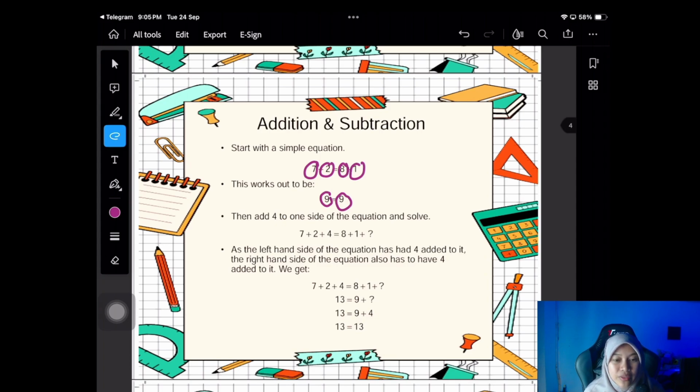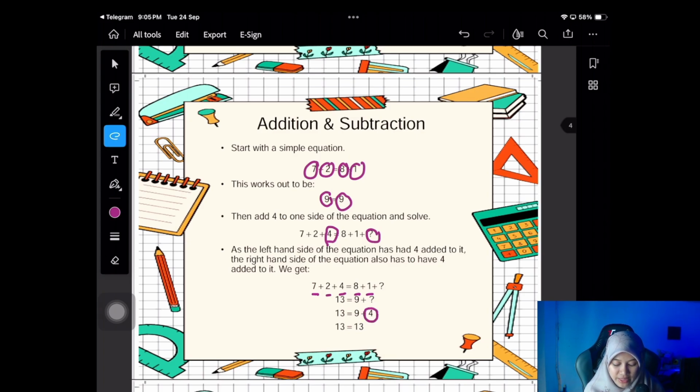What if we add 4 to one side of the equation and then solve? As the left hand side of the equation has 4 added to it, the right hand side of the equation also has to have 4 added to it. So we have 7 plus 2 plus 4, and on the right hand side we have 8 plus 1, and so must add 4.